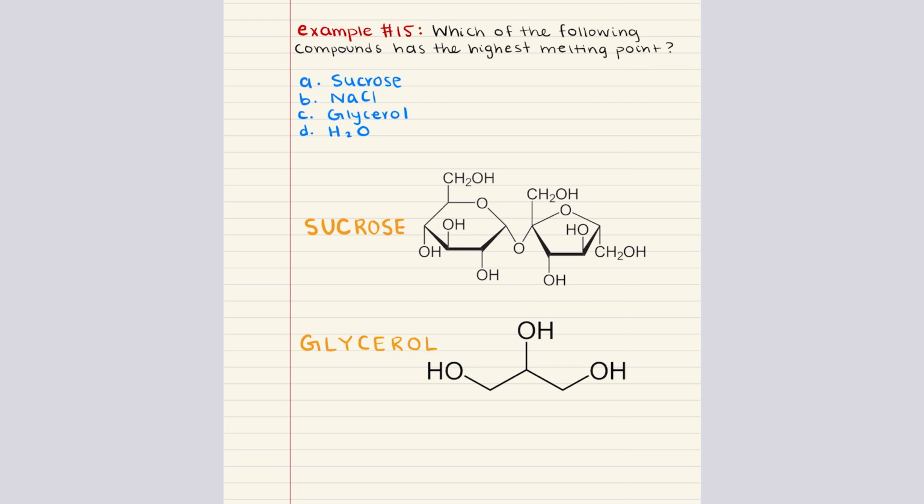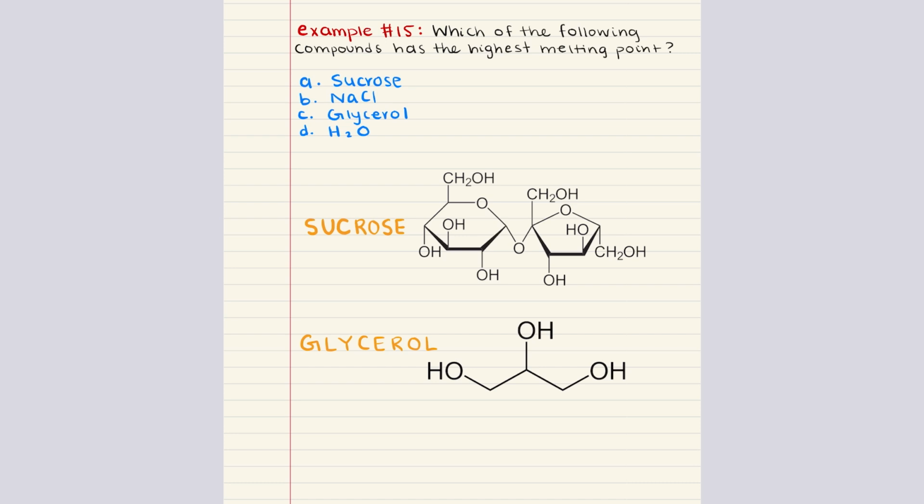Problem 15 says, which of the following compounds has the highest melting point? Is it sucrose, sodium chloride, glycerol, or water? Now, to determine which compound has the highest melting point, we need to consider the types of bonding and intermolecular forces that is present in each substance, because the strength of these interactions is going to directly affect the melting point. Now, the melting point is the temperature at which a solid becomes a liquid, and substances with stronger intermolecular forces or ionic bonding generally have higher melting points because more energy is required to overcome these interactions.